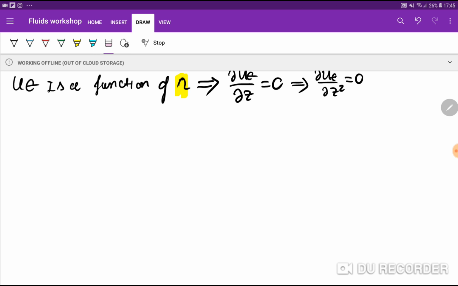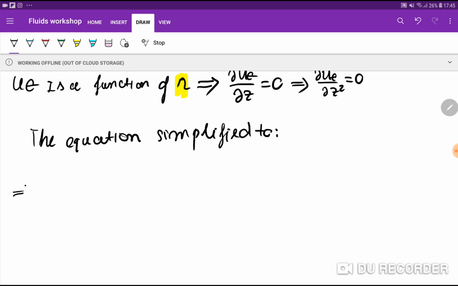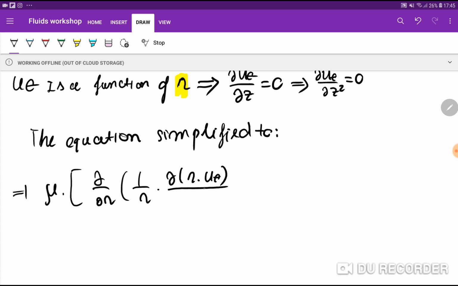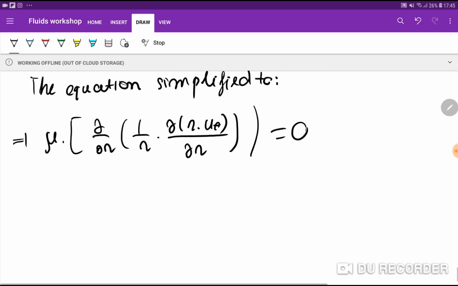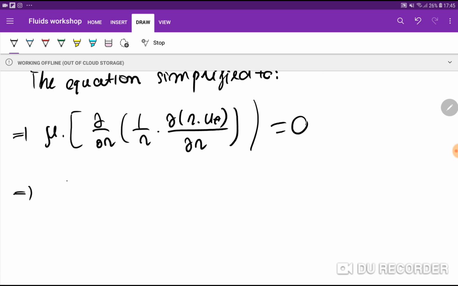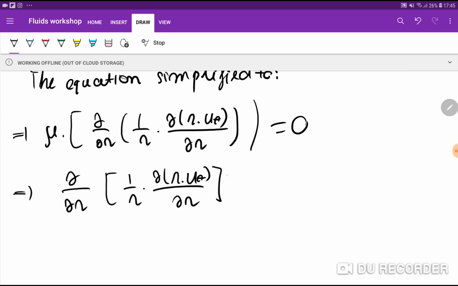So you can say the equation simplifies to mu times partial with respect to R of 1 over R times partial of R times u theta over partial R equals 0. Okay, so how do you solve this? First of all, you cancel mu on both sides, so you have partial with respect to R of 1 over R times partial of R times u theta over partial R equals 0.